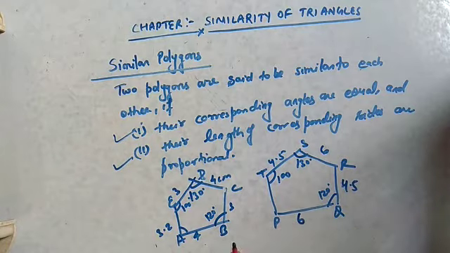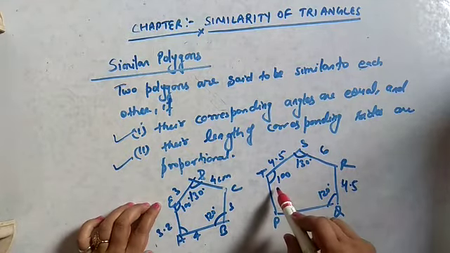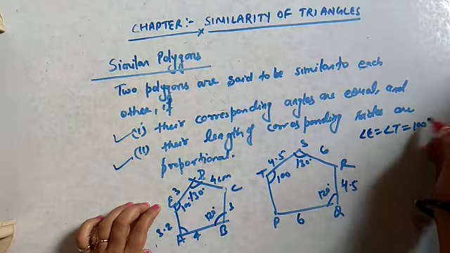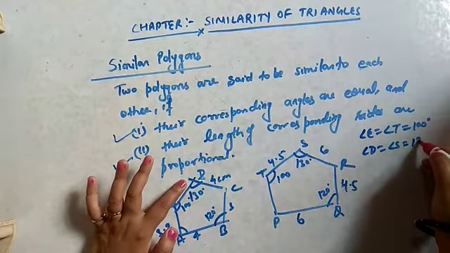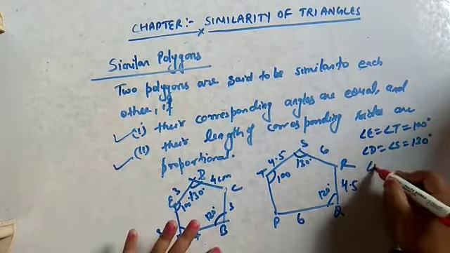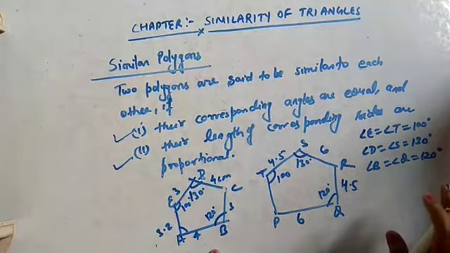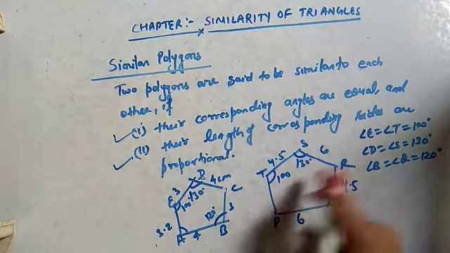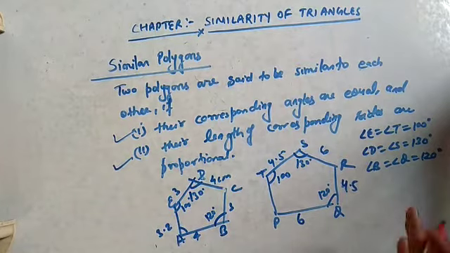So first see, here the angle E of this pentagon is equal to angle T. Angle E is equal to angle T, both are 100 degree. Then angle D is equal to angle S, that is 130 degree, and then angle B is equal to angle Q, 120 degree. So we can see here that three angles of this pentagon are equal to three angles of this pentagon. Now we have to check whether their sides are in ratio, in proportion or not.